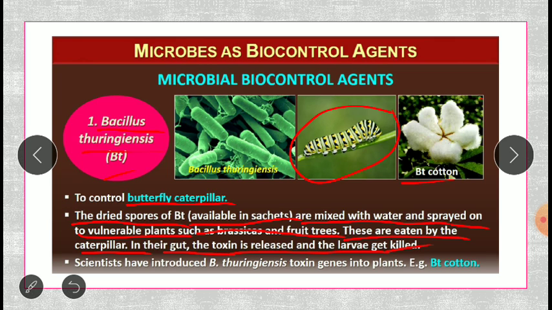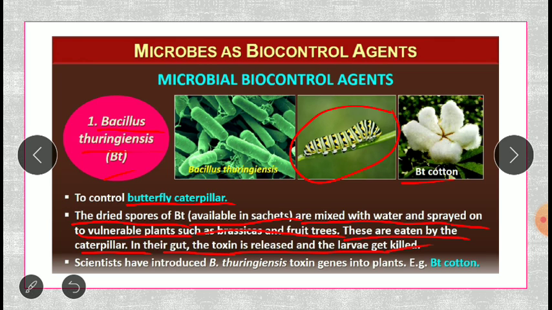But on the other hand, this Bacillus thuringiensis is not going to affect human beings or any other organisms, because in our gut, in our digestive system, acidic pH is there, not basic. So even if we are eating those leaves or crops, nothing is going to happen to us. In this manner, we can kill the caterpillar larvae eating the crops by using the Bacillus thuringiensis.